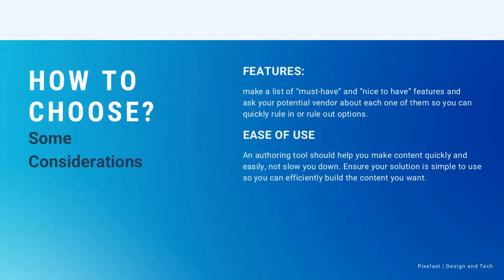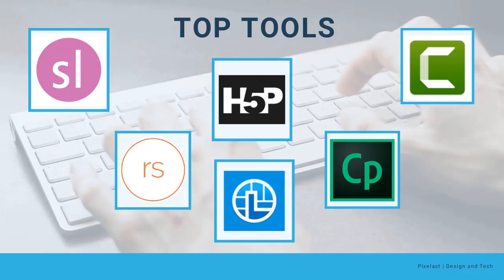Finally, ease of use. An authoring tool should help you make content quickly and not slow you down. So you want to make sure that you find a solution that is easy to use and easy to learn. If you are going down the route of finding a tool and you have a group that is maybe not very well versed in creating e-learning, you probably want to find a tool that is going to be more intuitive and easy to learn. So that is definitely a consideration that you're going to want to take when you are making that decision.